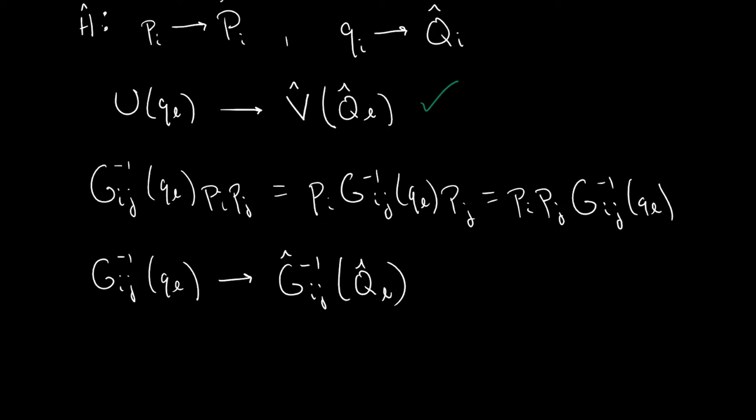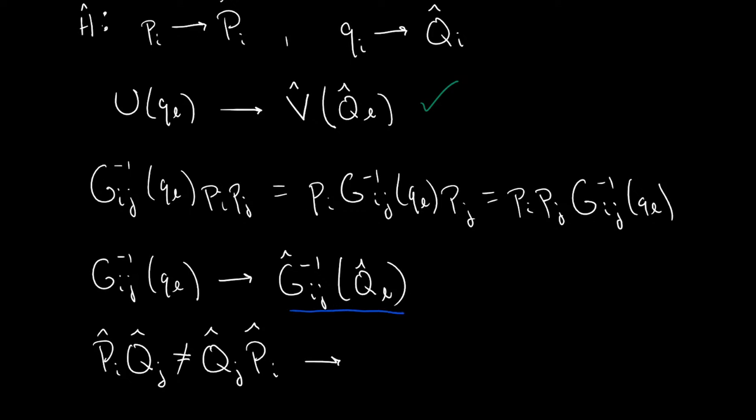this whole story no longer works, and it doesn't work because, as we said last time, these operators do not commute, so I can't change the order of these guys for free. And since our operator form of this g_ij is a function of our q hat operators, this means that we can't move our g operator past our momentum operators for free in exactly the same way.